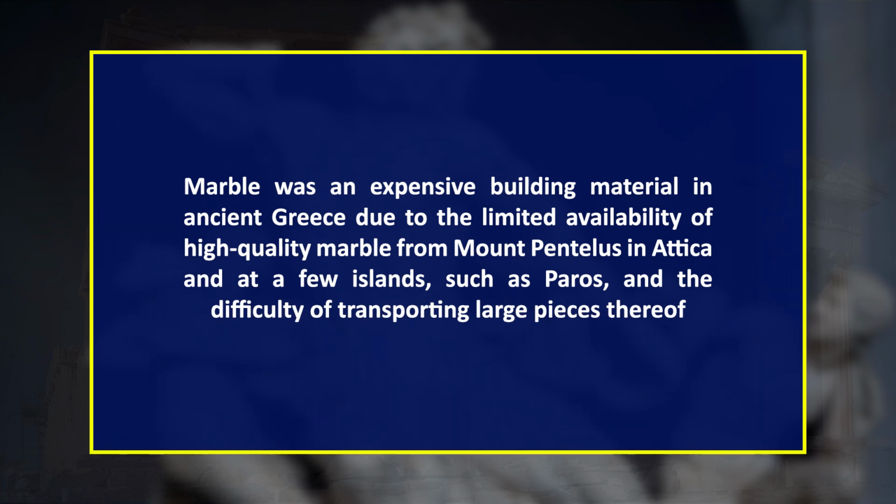Marble was an expensive building material in ancient Greece due to the limited availability of high quality marble from Mount Pentelos in Attica and at a few islands such as Paros, and the difficulty of transporting large pieces thereof. Except for the most important buildings of the classical period, such as the Parthenon, it was predominantly used for sculpture embellishment rather than structural purposes.